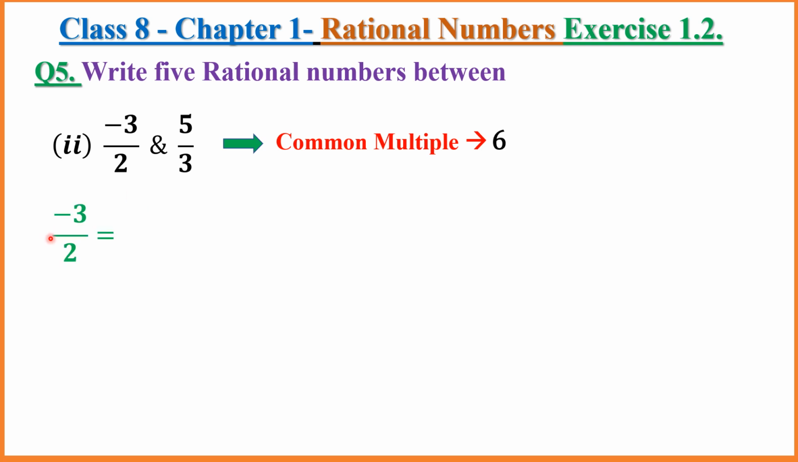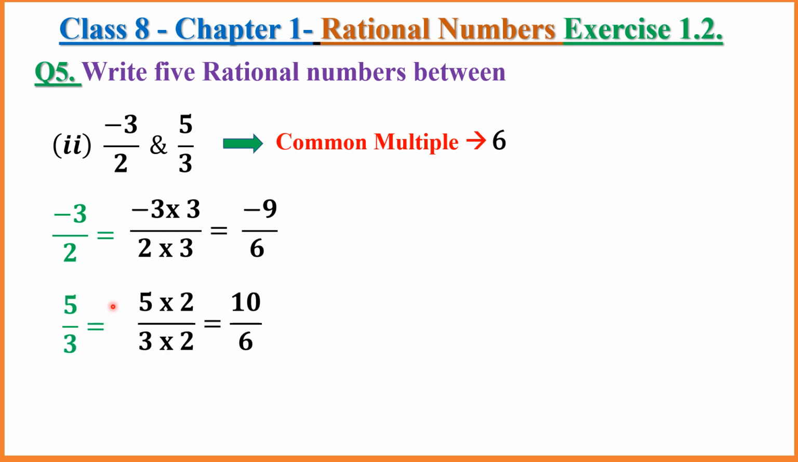So this we can write as minus 3 by 2 equals... we have to make the denominator 6. So multiplying both numerator and denominator by 3: minus 3 into 3 divided by 2 into 3, which gives us minus 9 by 6. For 5 by 3, we have to multiply by 2. So 5 into 2 divided by 3 into 2, which gives us 10 by 6.